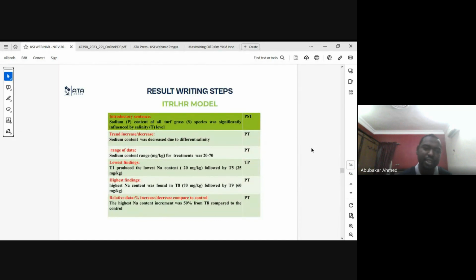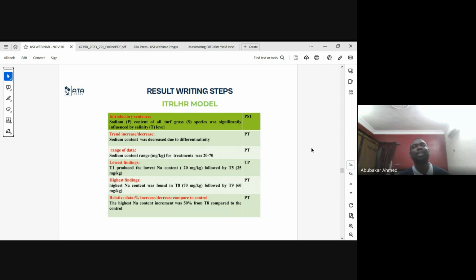Then if you also want to present the highest findings, like here we give an example, we said that the highest sodium content was found in treatment 8, 70 milligram per kg, followed by treatment 9, 60 milligram per kg. Then relative data, increase or decrease compared to control. The highest sodium content increase was 50% from treatment 8 compared to the control.